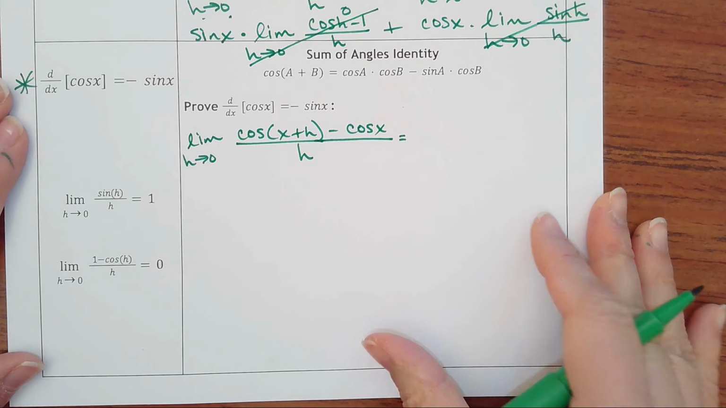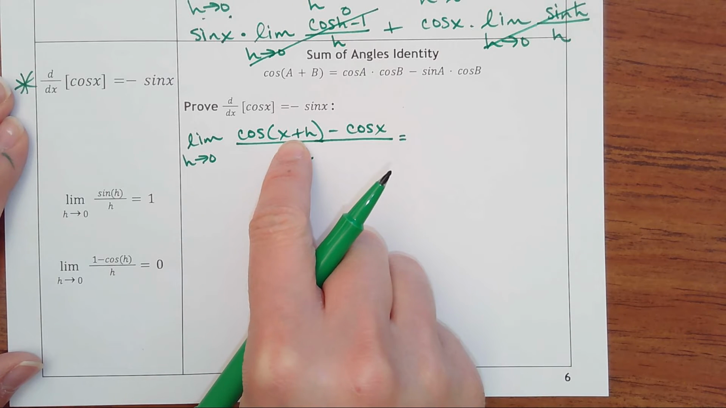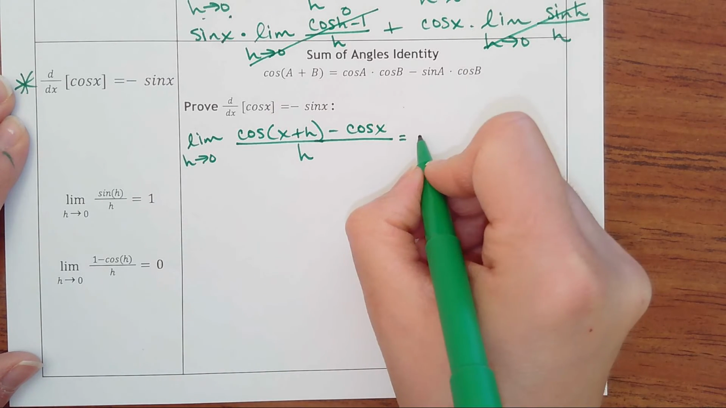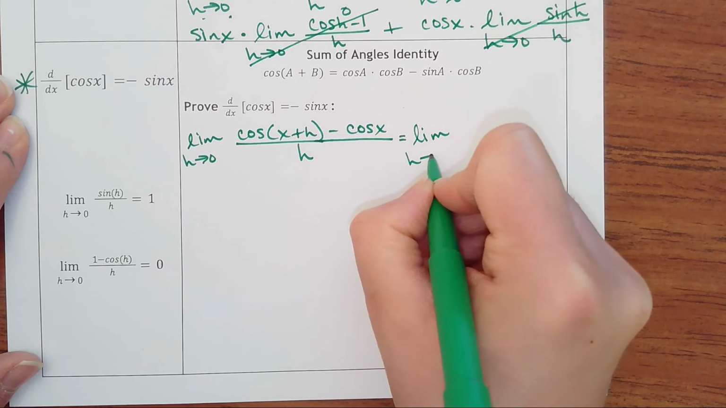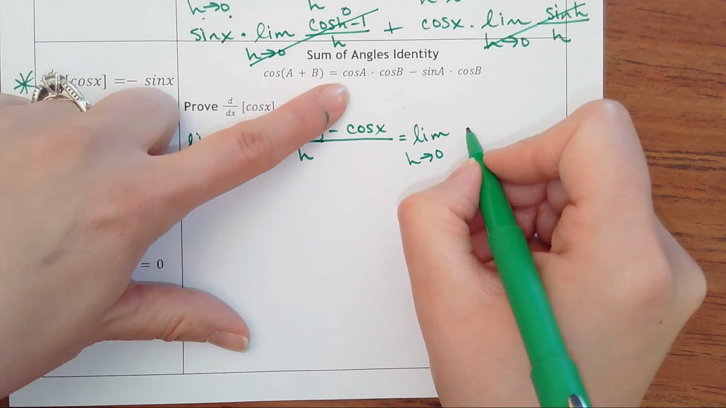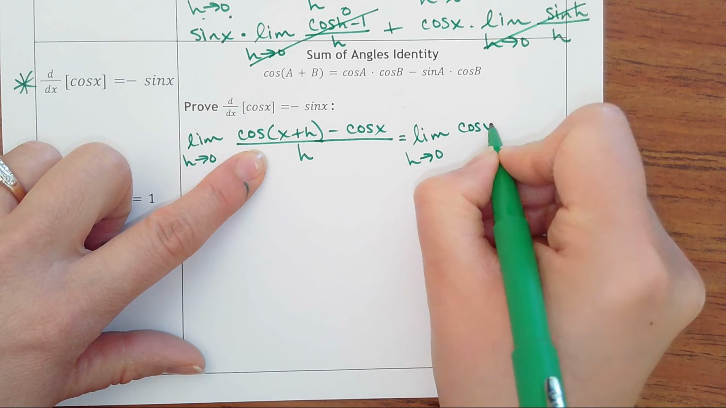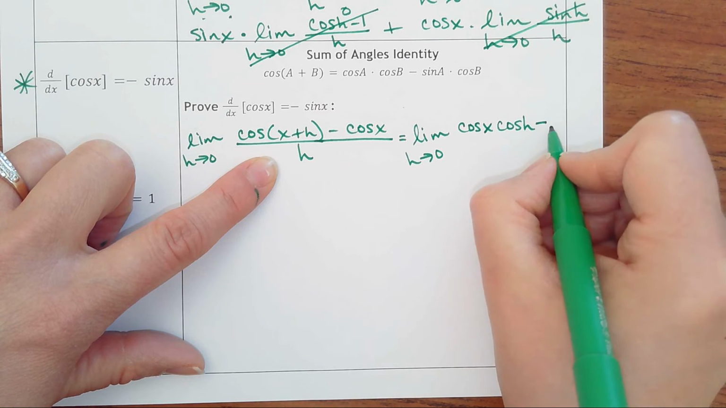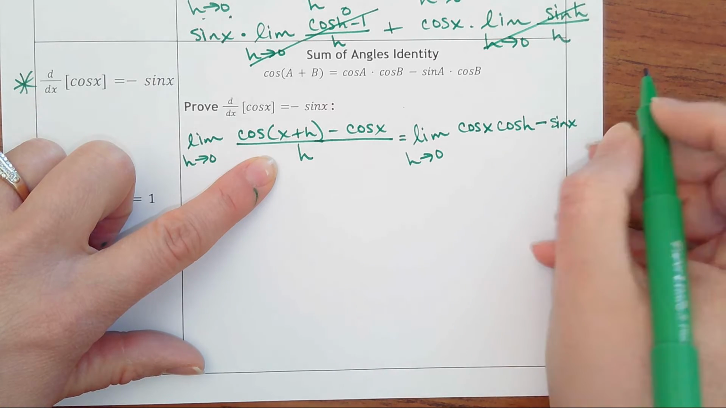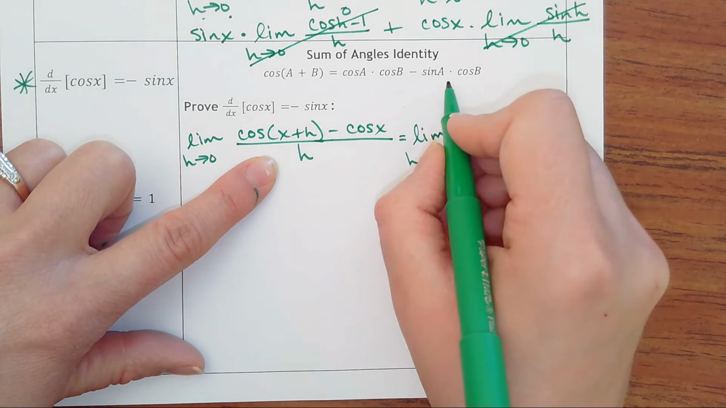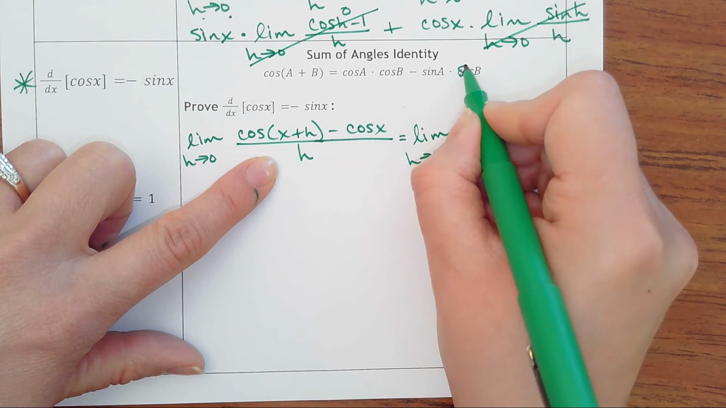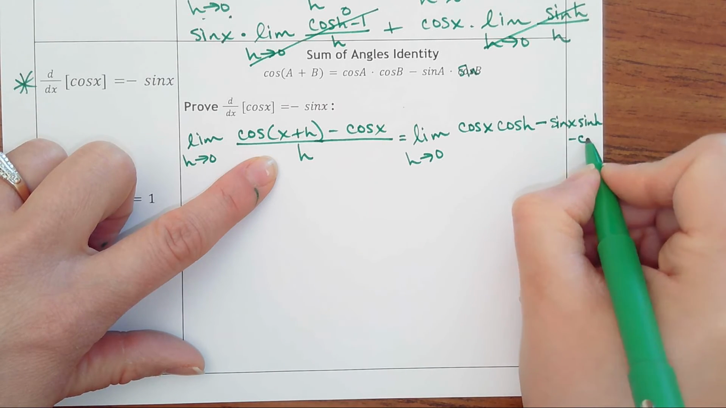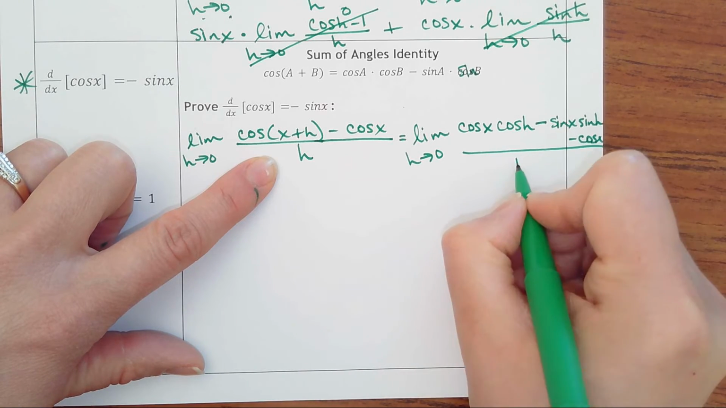So maybe I'll use my paper a little better this time. I'll go this way. Again, we have this sum of angles identity, but it's cosine of a plus b, and I put it right here. So if I use that identity, and these are on a colored sheet you should still have, it'll be cosine of x cosine of h minus sine of x. That should be sine. Sine of h. Then we still need minus cosine of x all over h.